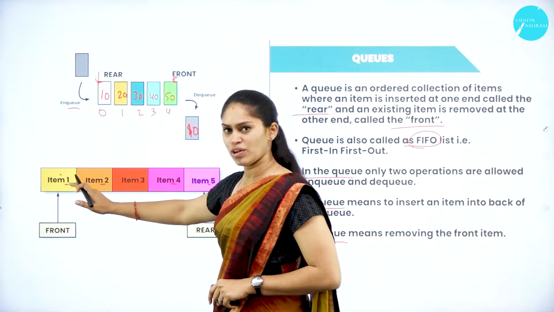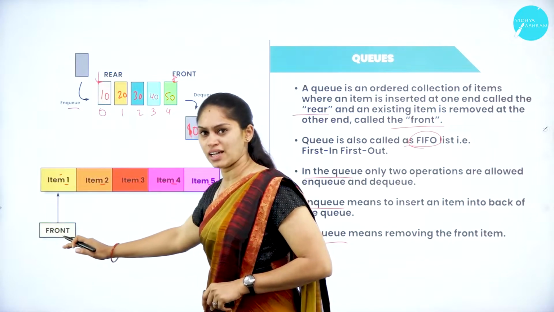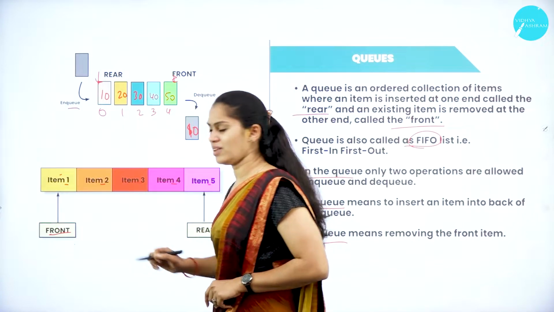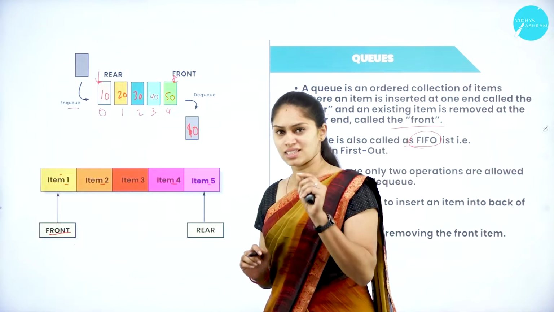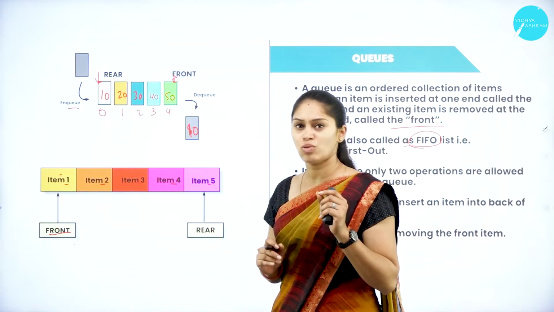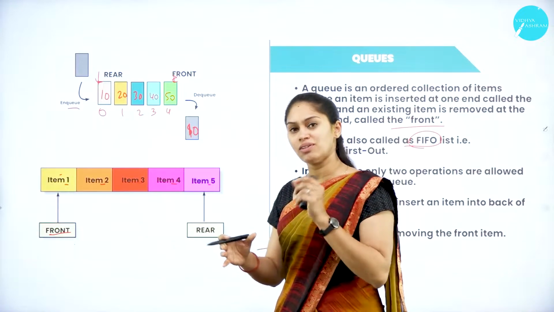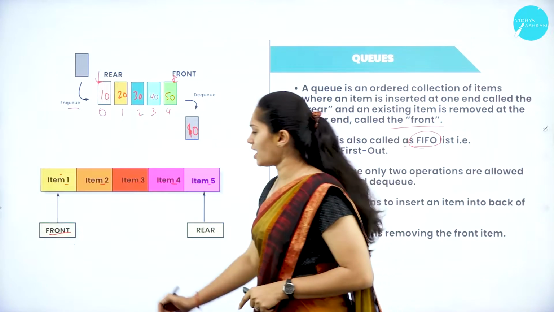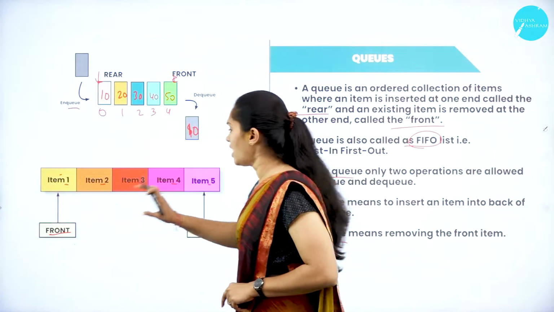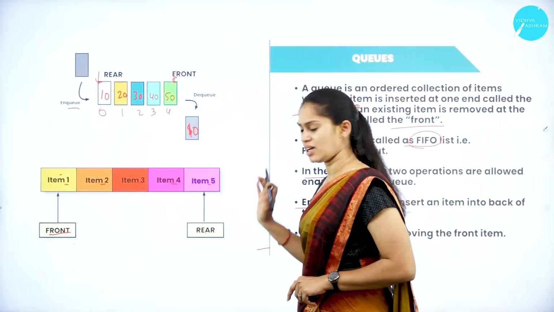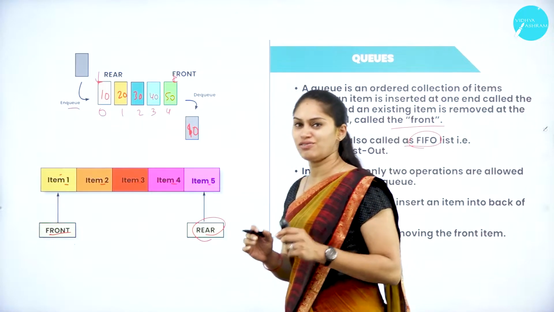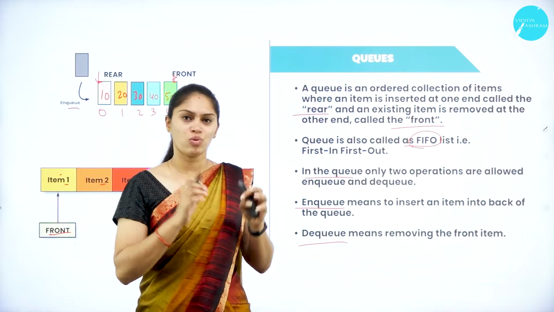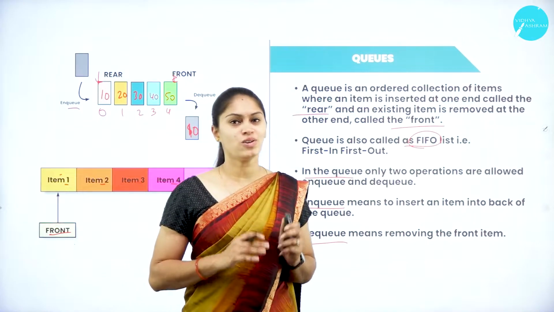If I want to remove it, we have to go with the front end. So the removal happens at the front end. This indicates the least recently added element, which is the first inserted, and it will be deleted first. So it indicates the front. And if I want to add a new item at this other end, this becomes the rear end. This is the difference between the stack and queue, how we insert and how we delete.